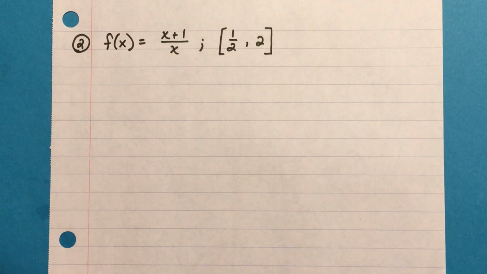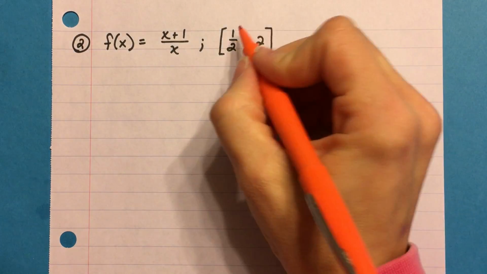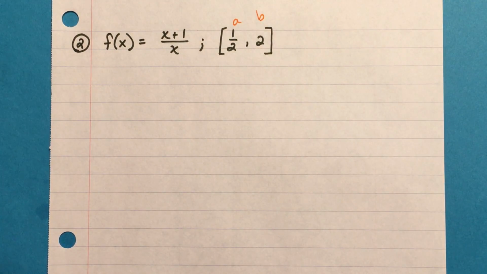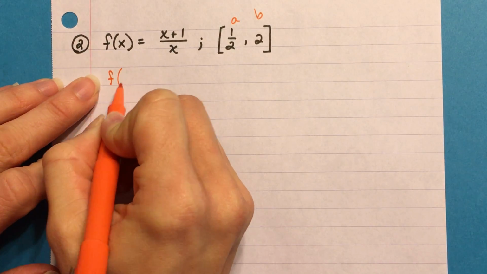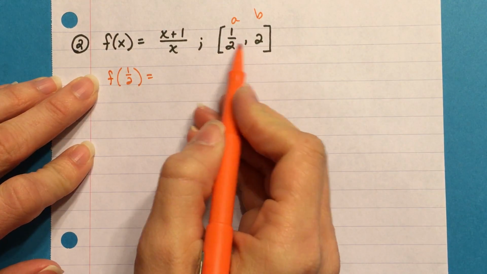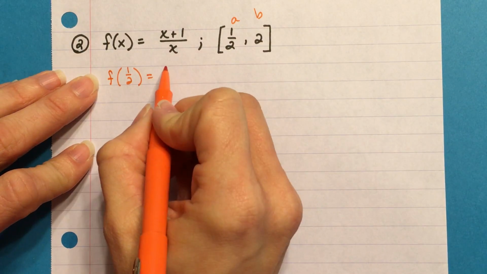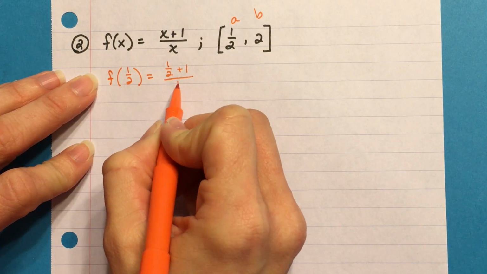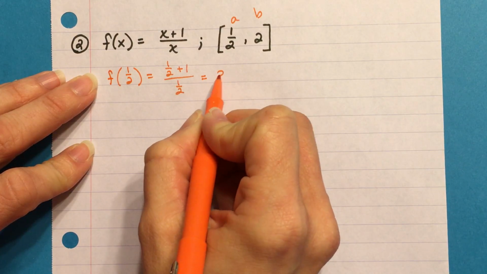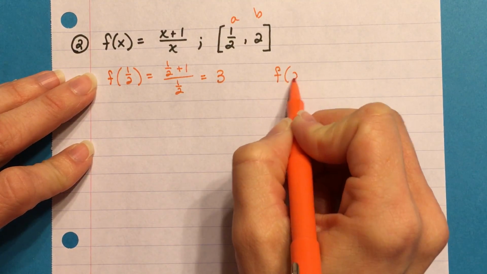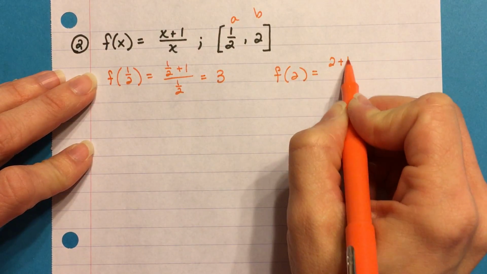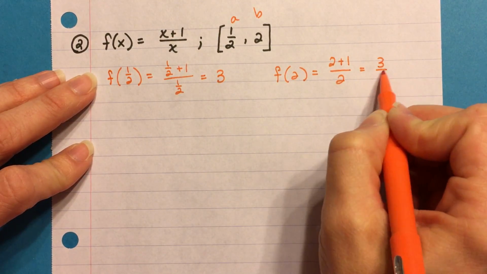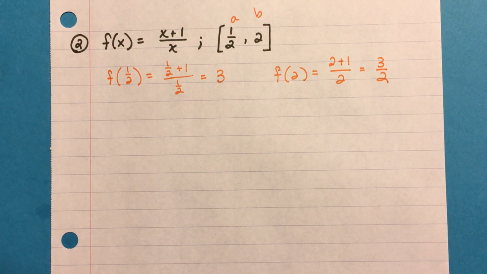Okay, here's another example. All right, again, first thing that I'm going to do is just find the f of 1/2 and the f of 2, because remember, this is going to be your a and this is going to be your b. Okay, so f of 1/2. Of course, when you're doing this, you're plugging it back into the original. So you'd have 1/2 plus 1 divided by 1/2. That's going to simplify to be 3. And then f of 2: we'd have 2 plus 1 divided by 2, so that's going to give us 3 over 2. Okay, we do need our derivative.